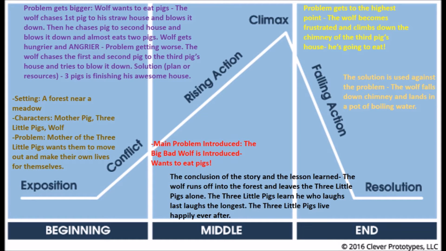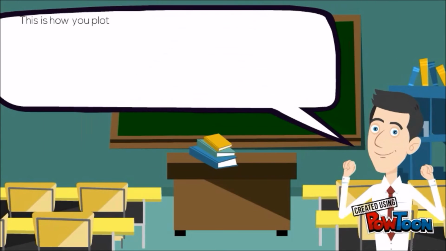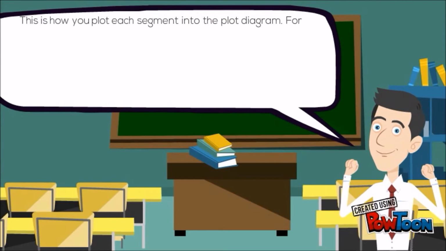Resolution. The conclusion of the story and the lesson learned, the wolf runs off into the forest and leaves the three little pigs alone. The three little pigs learn he who laughs last lasts the longest. The three little pigs live happily ever after. This is how you plot each segment into the plot diagram.